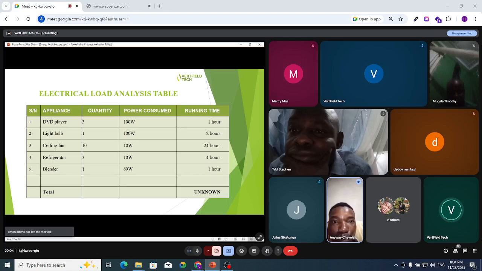He has told us he wants to power up the DVD player, the light bulb, the ceiling fan, the refrigerator, and the blender. These are the 5 basic appliances he wants to power up using the solar system. Now, we are to run a load analysis in order for us to achieve what? The energy being consumed by these 5 appliances, which is the energy need of the facility. Now, we have the various data or information of these 5 appliances.